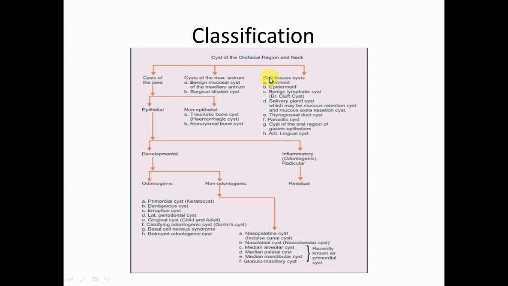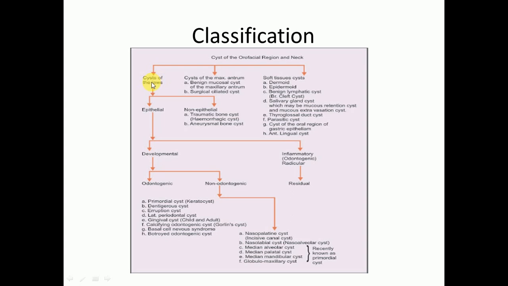First of all, we will discuss the cysts present in the soft tissue of the oral cavity, face, and neck. These may include dermoid cyst, epidermoid cyst, benign lymphatic cyst, salivary gland cysts, thyroglossal duct cysts, parasitic cysts or hydatid cysts, cysts of the oral region of gastric epithelium, and anterior lingual cyst. Then we have the cysts of the maxillary antrum, which may include benign mucosal cysts like mucocele and mucosal retention cyst, and second, the post-op maxillary cysts.